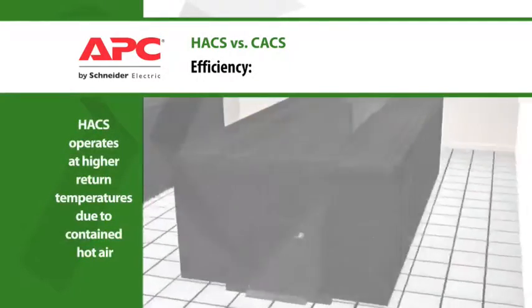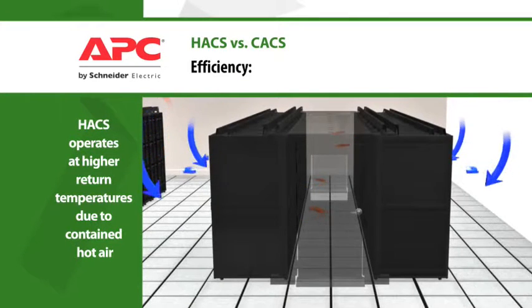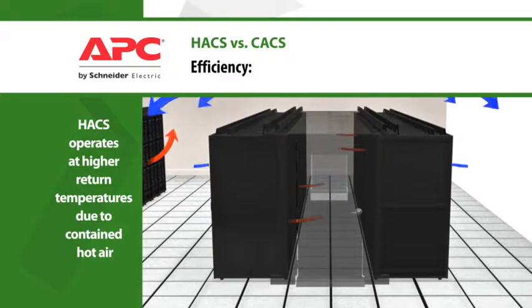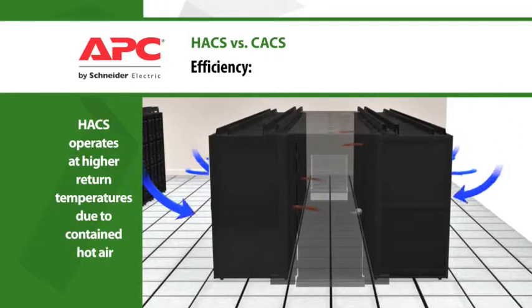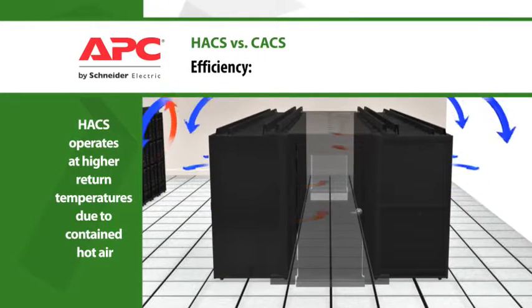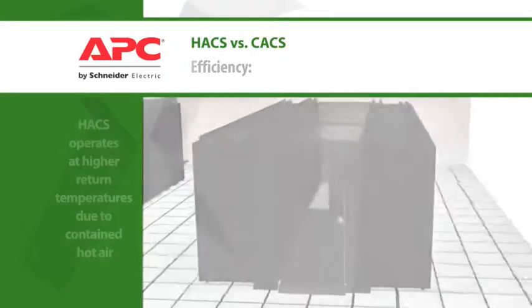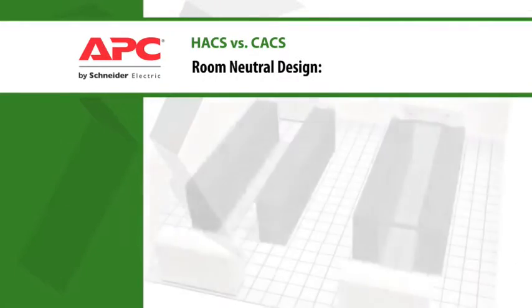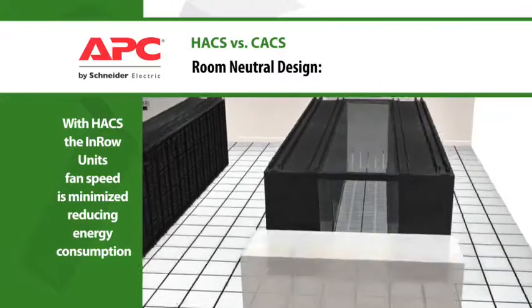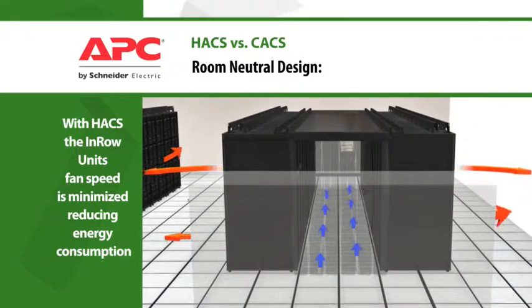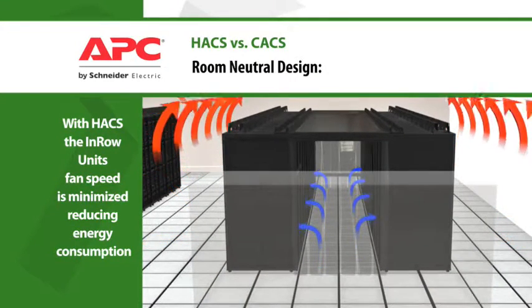With the hot air contained, the in-row cooling units are able to capture all of the heat from the IT equipment. Mixing from the room is also eliminated, which increases the return temperature, increasing cooling capacity and efficiency of the in-row cooling units. With mixing eliminated, the in-row cooling system's variable speed is minimized, further reducing energy consumption.